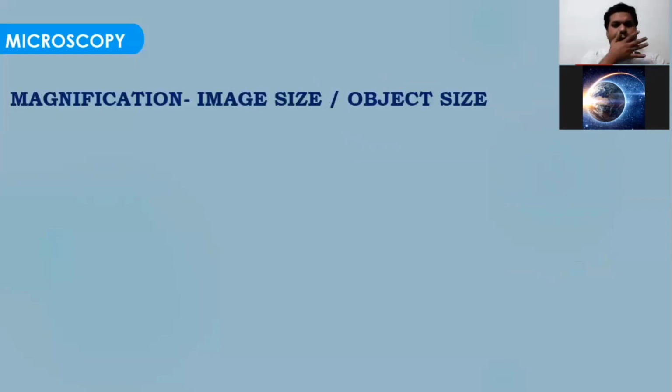So remember, for a microscope, two properties are very important. First is magnification. What is magnification? It means how many times this instrument will magnify the object: image size upon object size. Let us consider an object of size 1 micron, but after observing in the microscope, it appears to be 5 micron. That means it had been magnified 5 times.